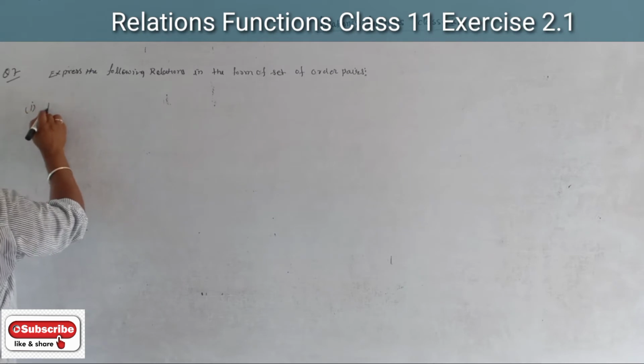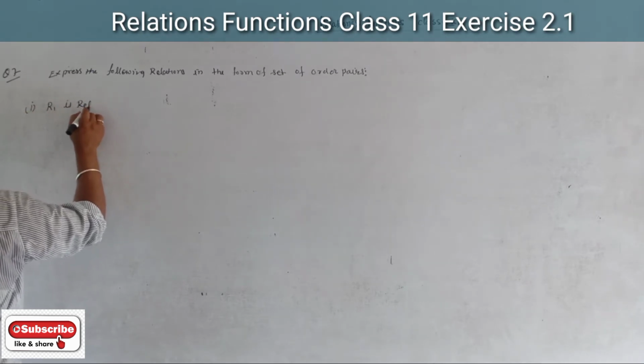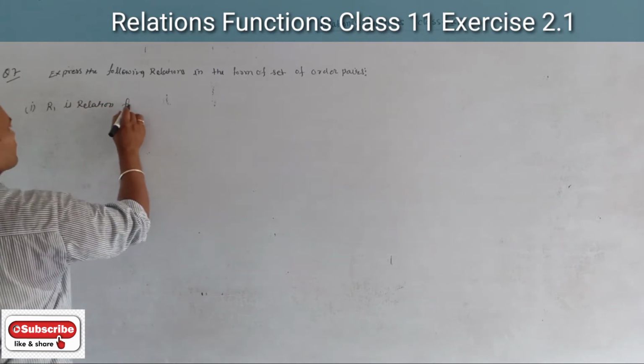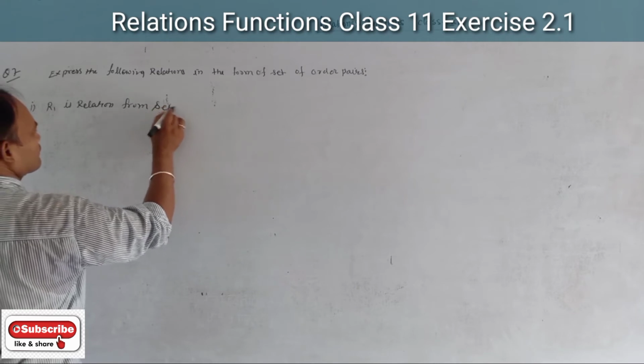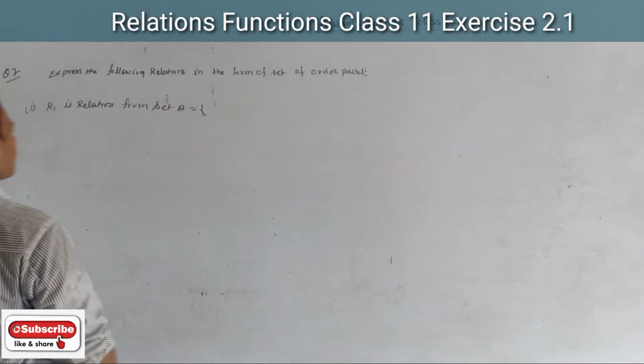We are going to take first R1, a relation from set A equal to {1, 2, 3, 4, 5, 6}.